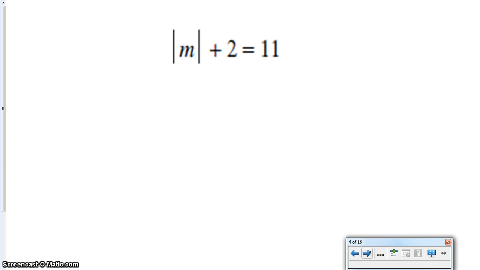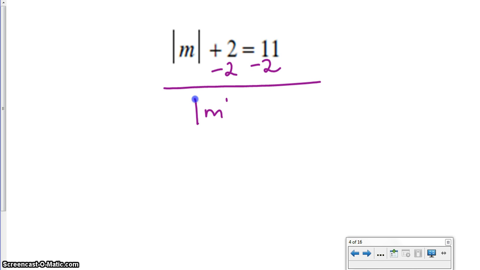Now, what if you have a constant? Well, this is easy. Isolate the constants by using additive inverses, and the absolute value of m is equal to 9. Mrs. Rose, there are two places that are 9 units away from zero. One of them is +9 and one of them is -9.